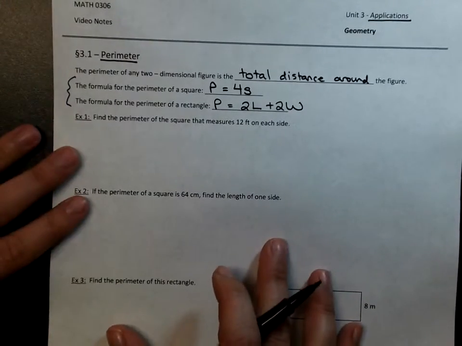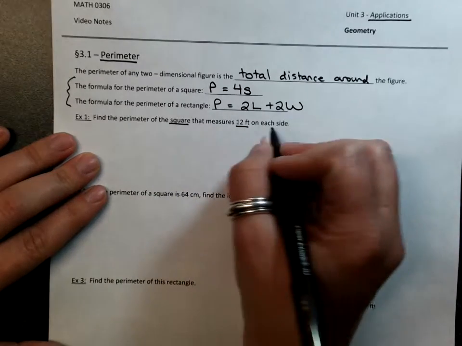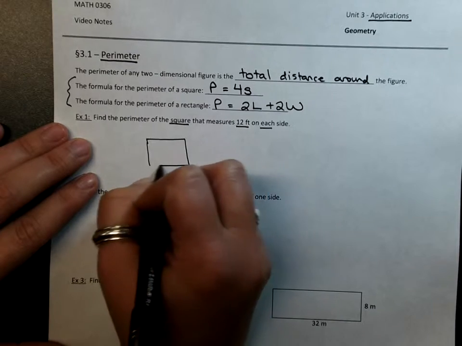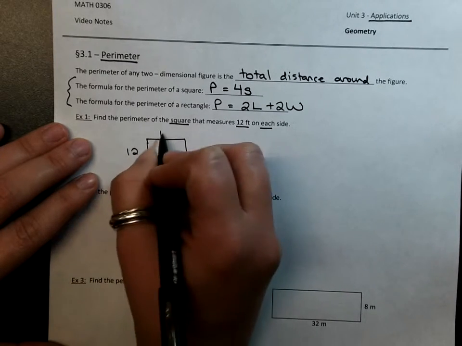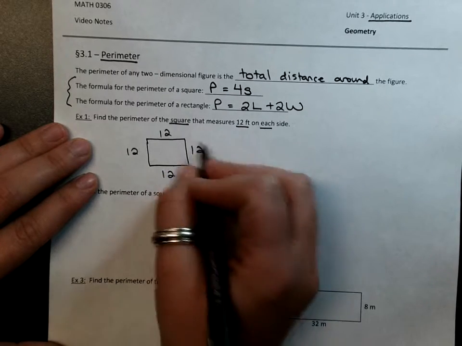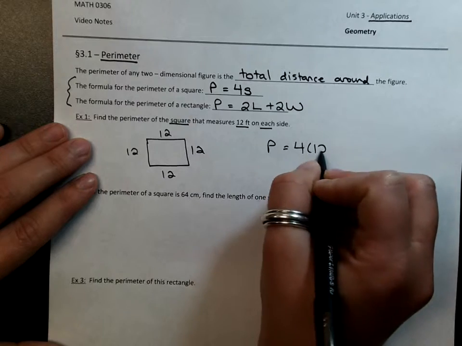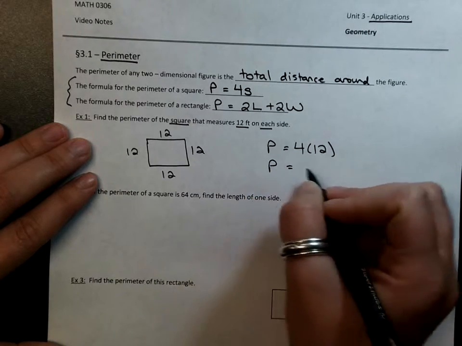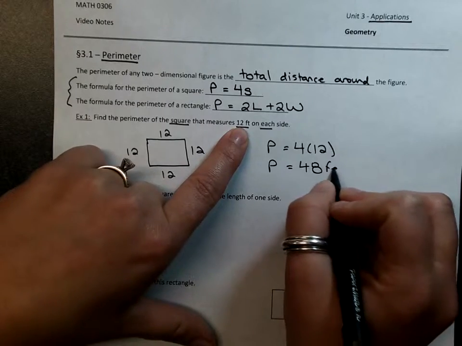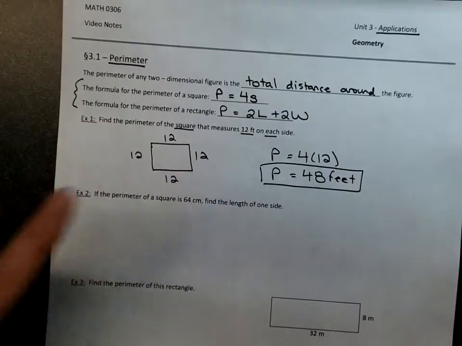So example 1, find the perimeter of a square that measures 12 feet on each side. So I like to draw a picture, 12 feet on each side, 12, 12, 12, and 12. You can either add all these up, or you can say that the perimeter equals 4 times 12. So the perimeter of this square would be 48, and the units are in feet. So the answer would be 48 feet.